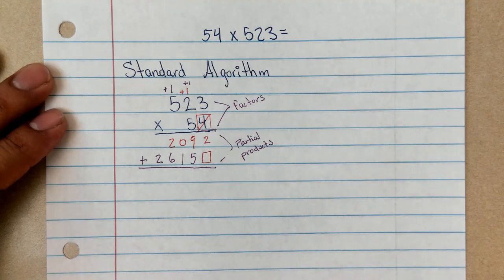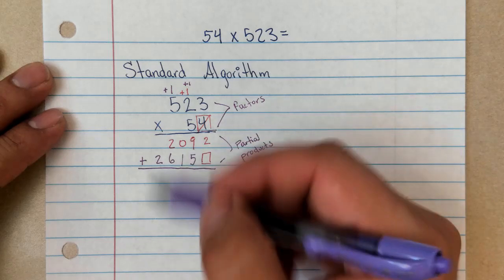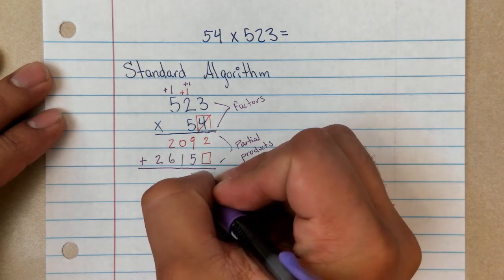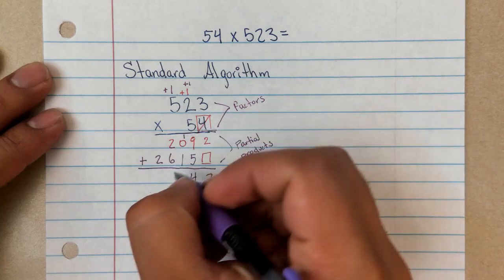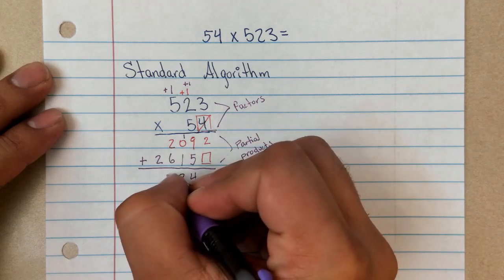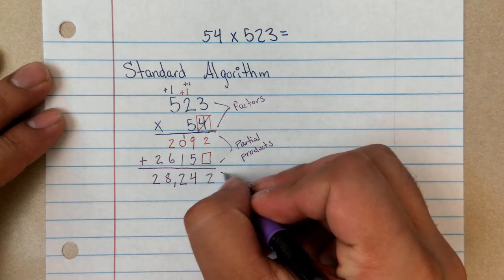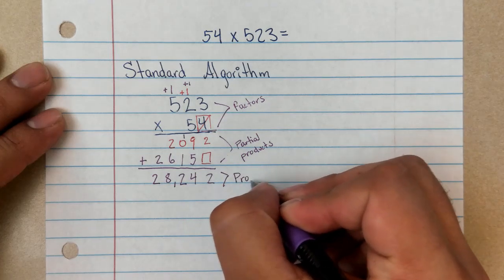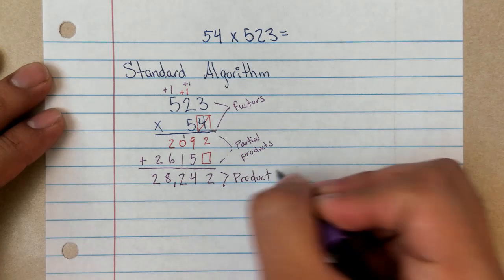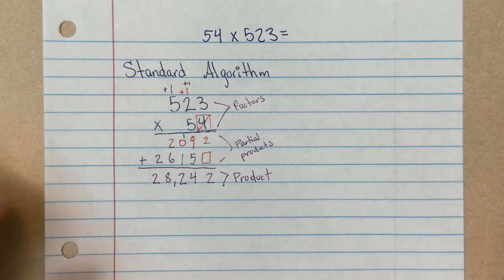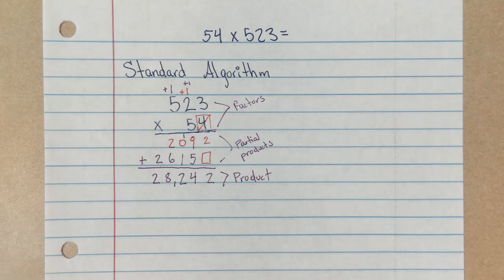Now the last part to this strategy is just to bring down the numbers by adding. So you have 2, here we have 14, carry the 1, that's 2, that's 8, and that's 2. So our final answer, which we call product, 28,242. That is one way to solve multi-digit whole numbers.